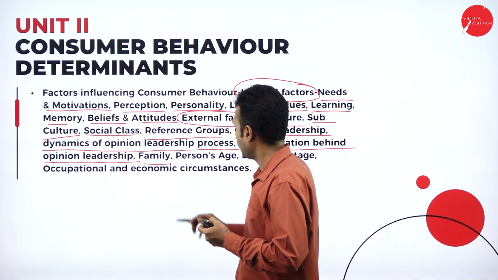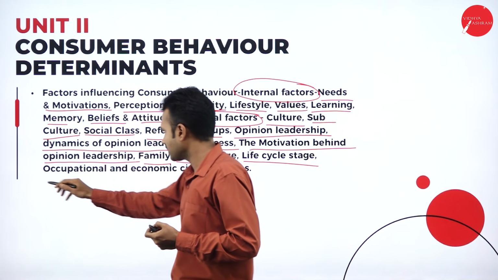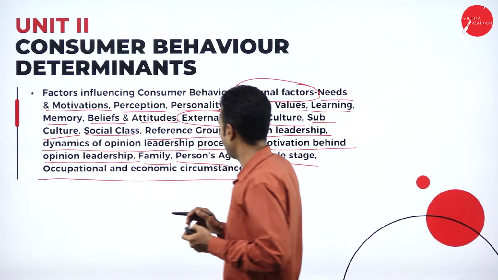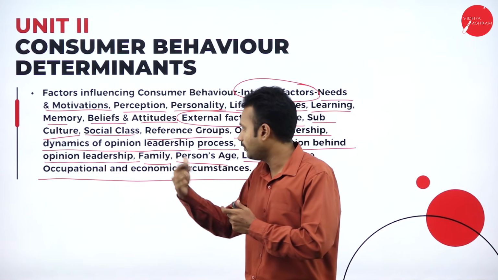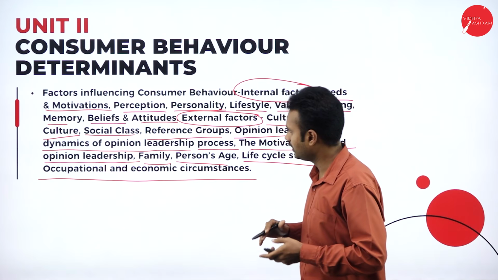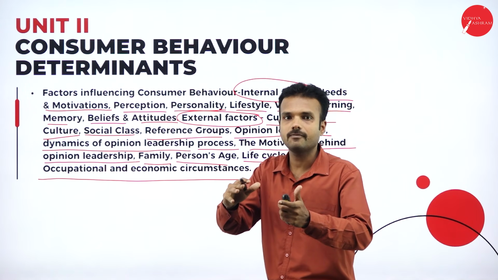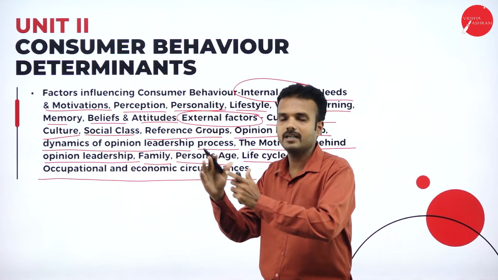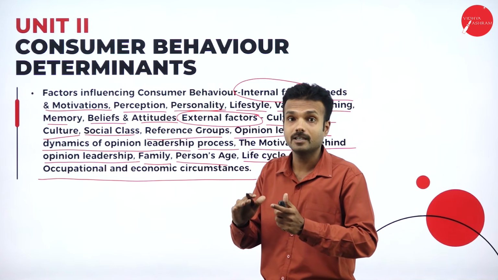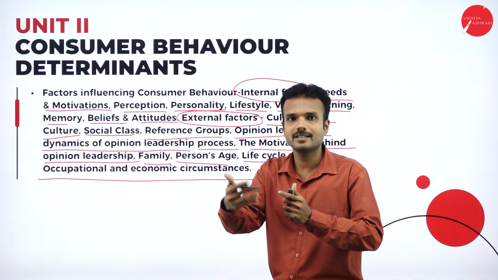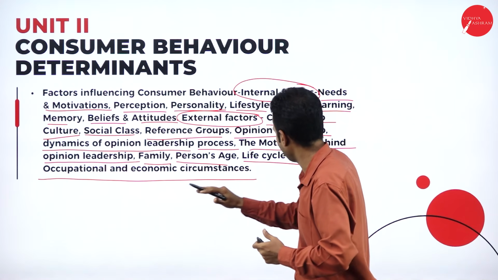Followed by family, a person's age, life cycle stages, occupation, and economic circumstances. These are the factors which influence the consumer to make a purchase decision. It may be the family: what kind of family, whether it is a nuclear family or a joint family. A person's age matters a lot. When it comes to children, their needs and wants are different. The way aged people purchase a product is entirely different.